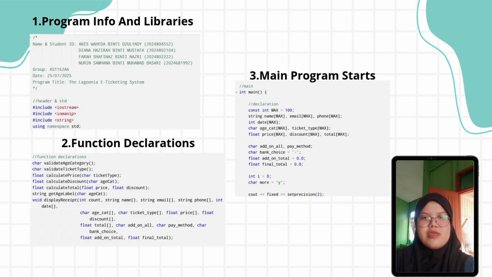For part 3, main program and variables. In part 3, we start the main function by declaring several arrays to store information for up to 100 customers. Name, email, and phone numbers for customer contact details, age, category, and ticket type to store the ticket and age info, and price, discount, and total to keep the calculated values. We also declare variables for things like the add-on package, payment method, and the final total amounts.